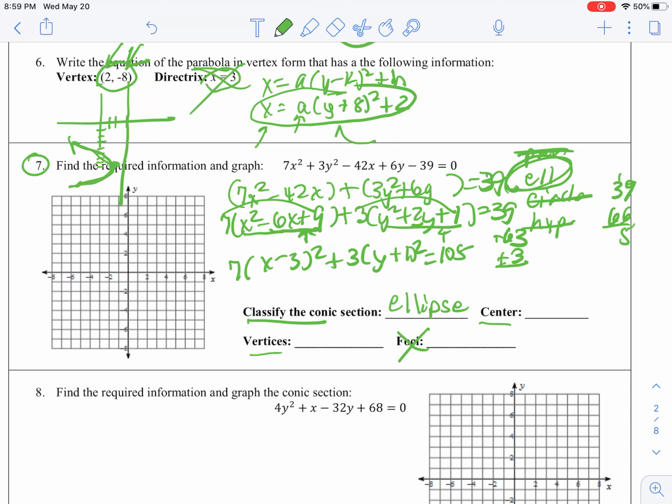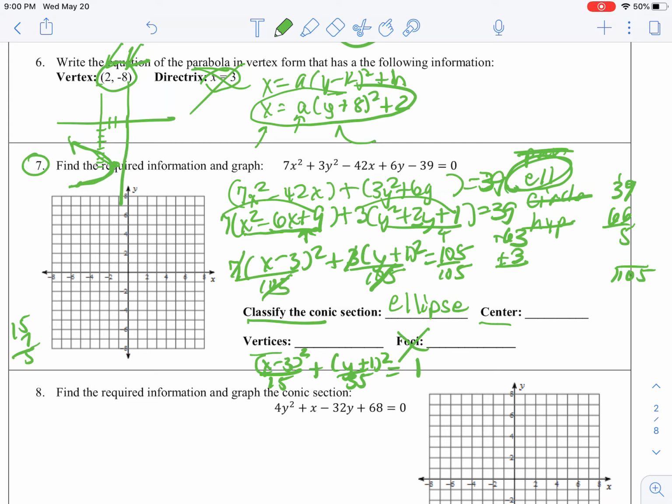is 105. So then I want it equal to 1, so I'm going to divide by 105. 7 goes into 105 I think 15 times. Yeah. 3 goes into 105 35 times. And so that's equal to 1.